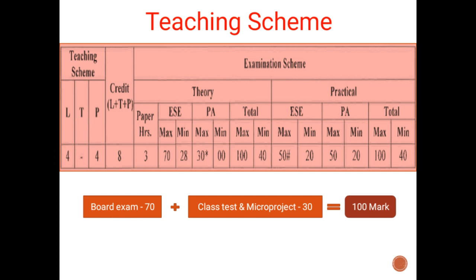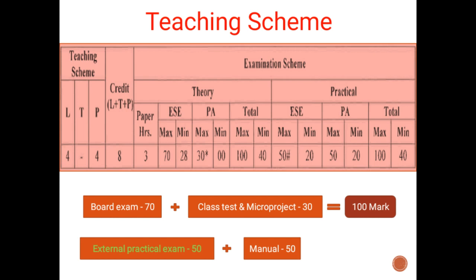Next is the practical. The practical end semester exam consists of your external practical exam of 50 marks and your lab manual marks of 50. Total is 100 marks. So, this subject carries a total of 200 marks. Keep in mind that you have an external practical exam for this subject.